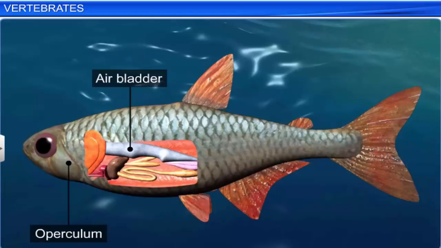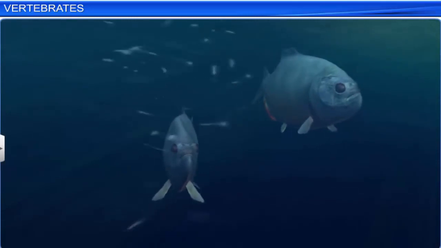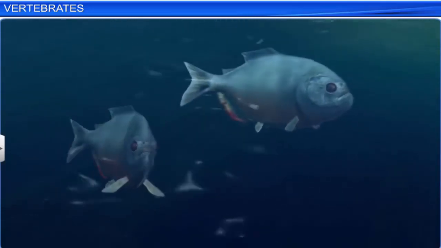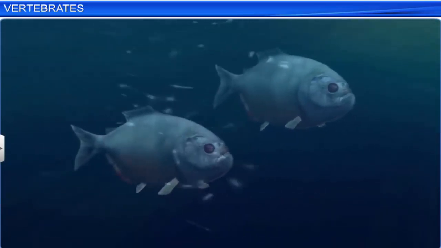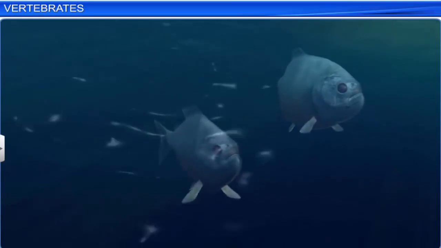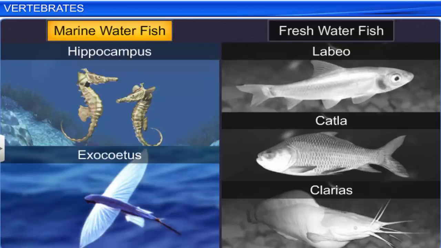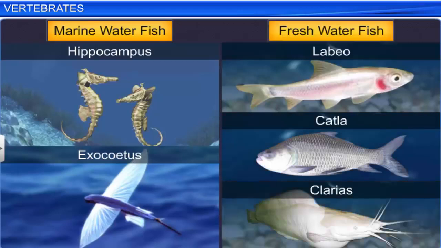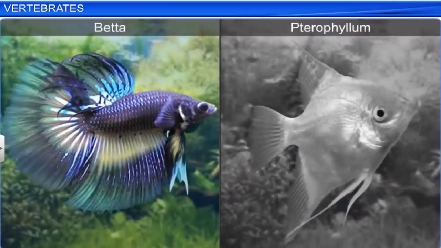They too are cold-blooded and have a two-chambered heart. Osteichthyes are dioecious, and fertilization is usually external. They are largely oviparous and exhibit direct development. Hippocampus and Exocetus are marine fish, while Labeo, Catula, and Clarius are freshwater fish, while some fish like betta and pterophyllum are used in aquariums.